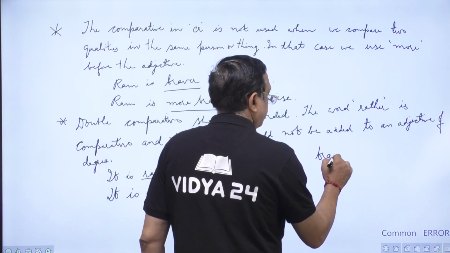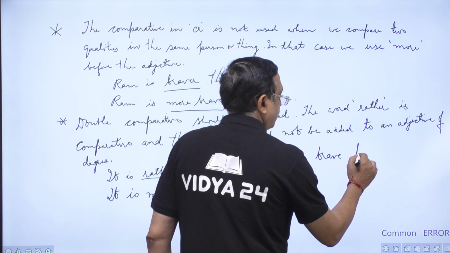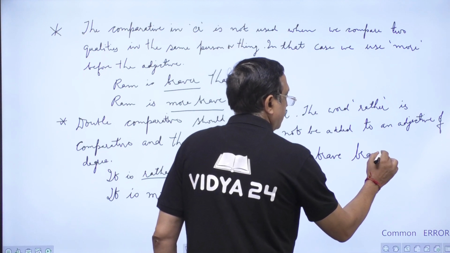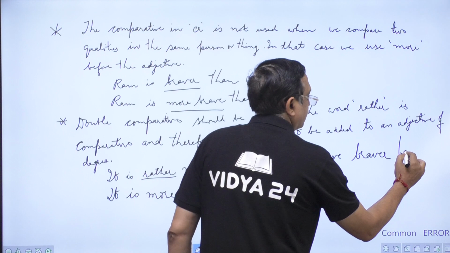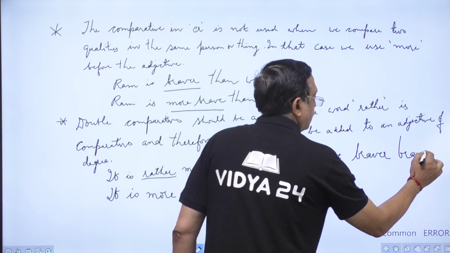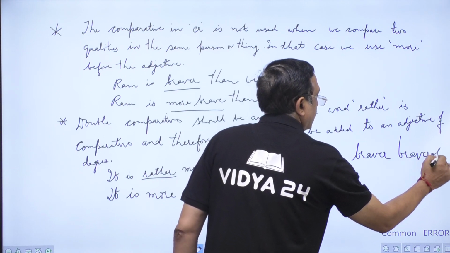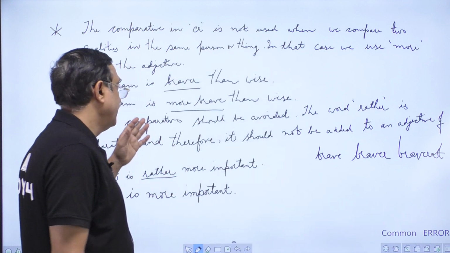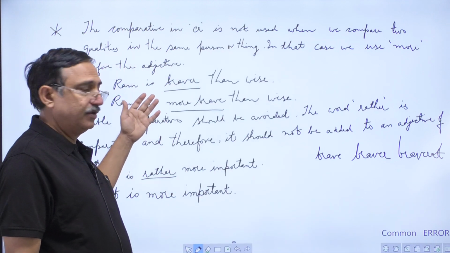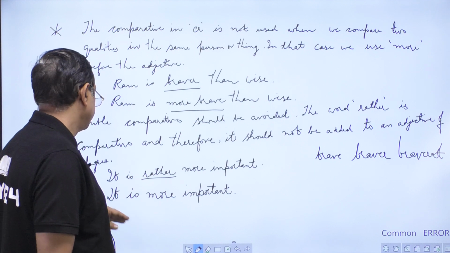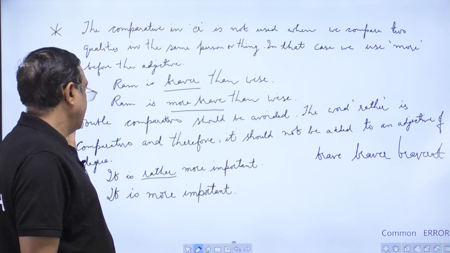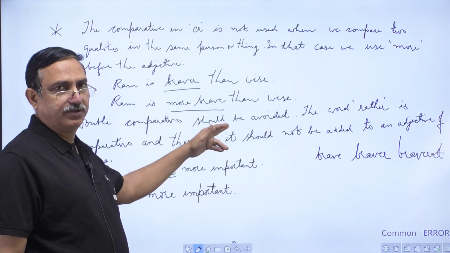brave, braver and bravest. So since comparison is not made, we should avoid this. Rule number next. Double comparative should be avoided.